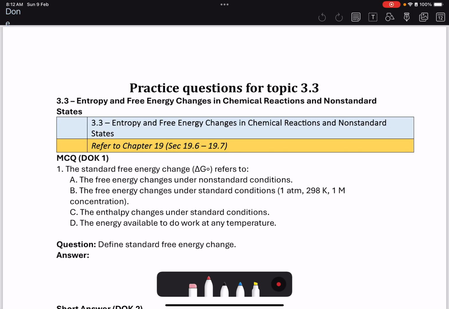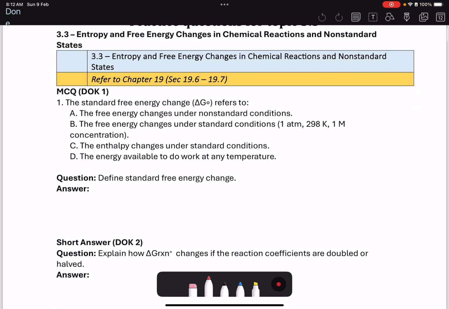Tutorial, I will solve some questions related to the entropy and free energy changes in chemical reactions and non-standard states. I will also solve some questions related to galvanic cells and in general electrochemical cells. So let's first begin. The standard free energy change delta G refers to the free energy change under non-standard.